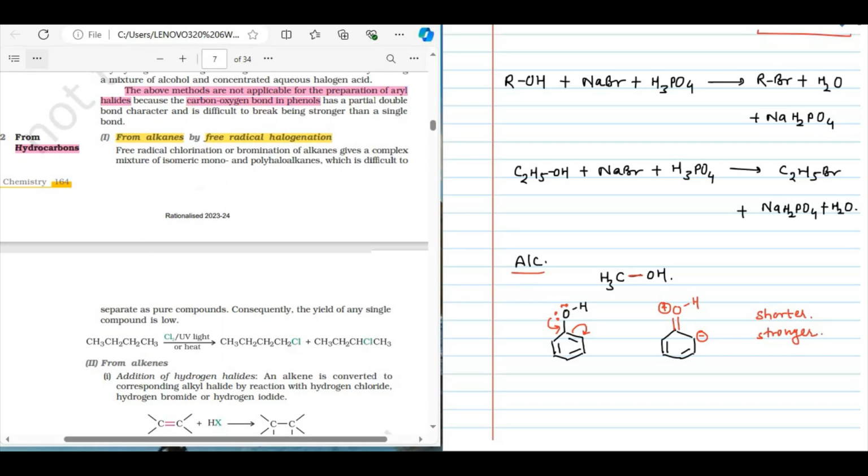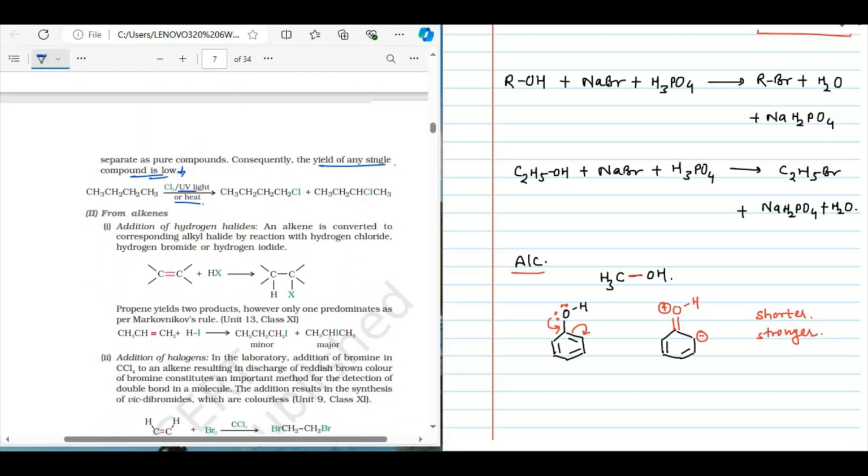This reaction takes place in presence of UV light or heat. When this reaction takes place, a variety of compounds are formed and the yield of any single product is very low, because chlorine can replace any of the hydrogens present in the molecule.